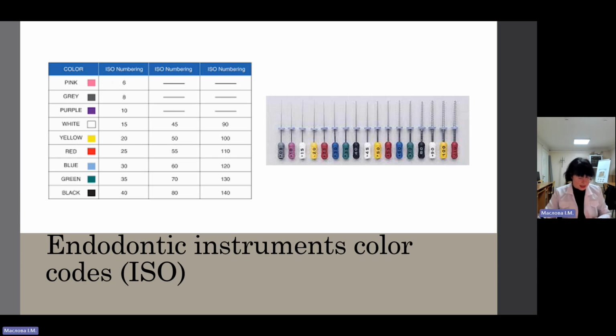Balanced force is an efficient cutting motion and has been shown to maintain a central canal position, even around moderate curvatures, allowing all sides to be prepared apically compared with other hand instrumentation techniques.